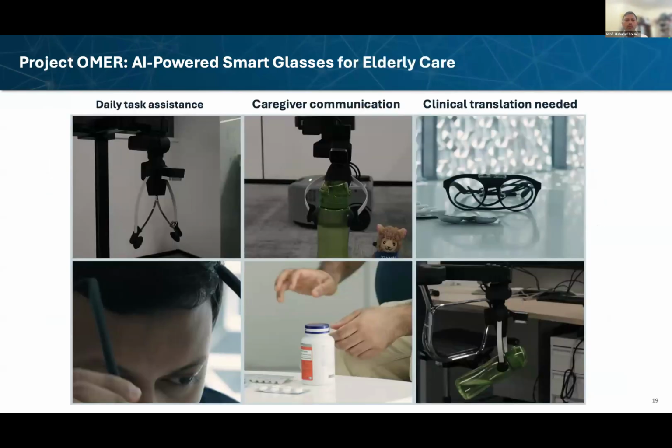So here we have integrated the smart glass with a robot device for supporting people with limited mobility. It's kind of a prototype, or it could also be used for elderly care.